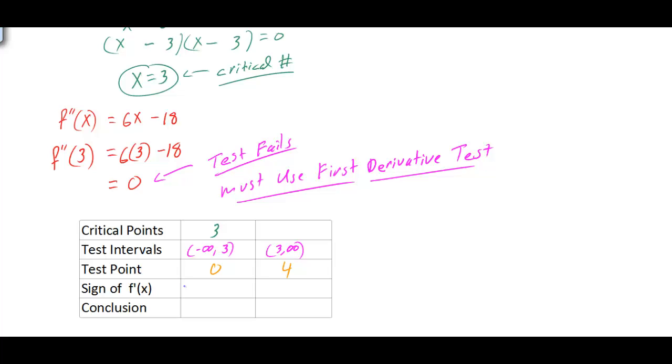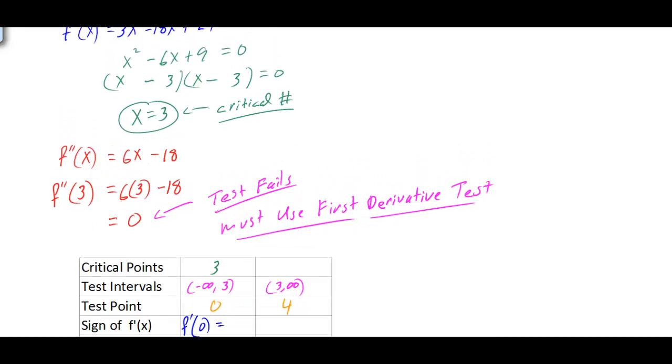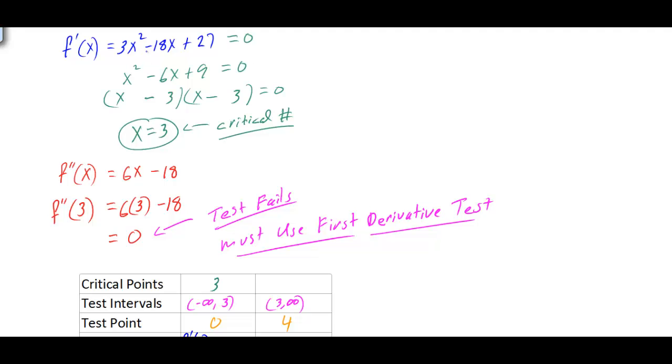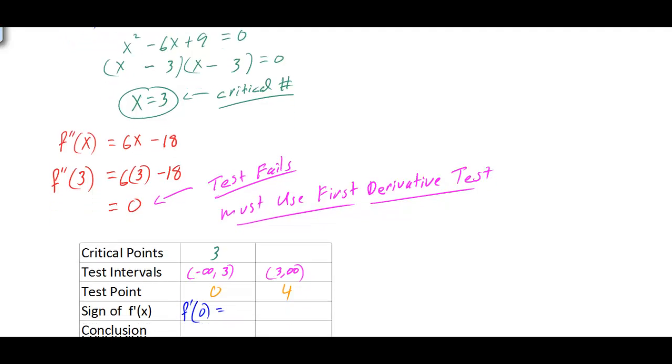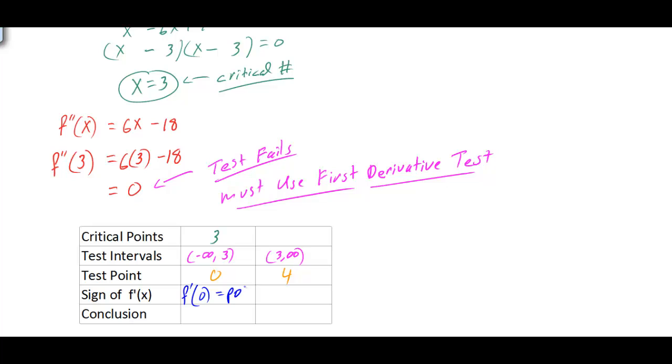And then we need to evaluate those at the first derivative. So plug 0 into the first derivative. And clearly, if we look at the first derivative up here, if we plug 0 in for x, we're going to end up with a positive answer. And if we plug in 4, you would also end up with a positive number.